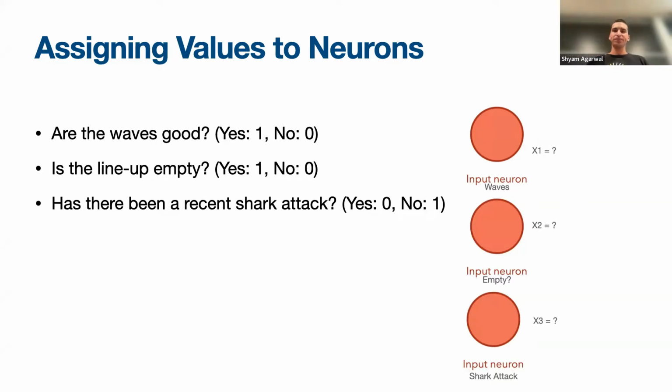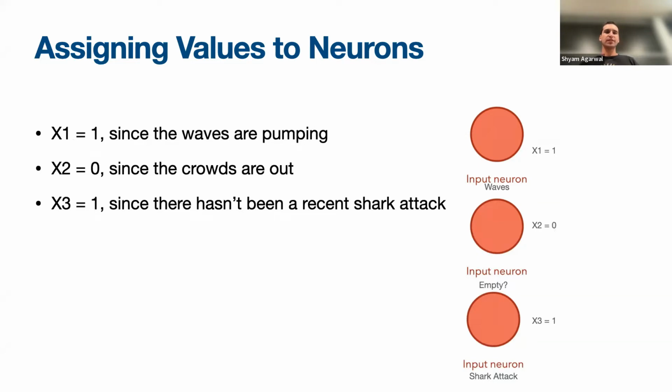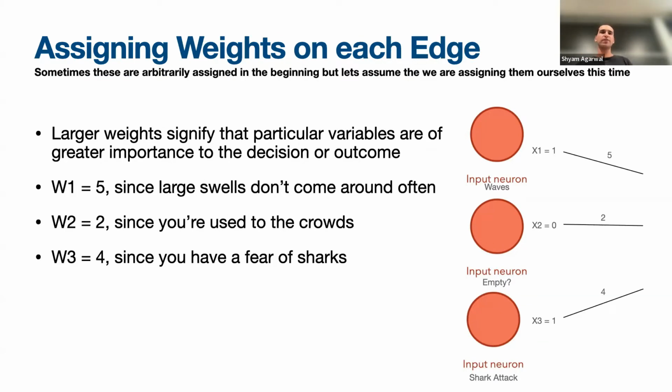So let's say in this case that the waves are really strong, so we're going to put 1 for our first neuron value. Let's say that there are no crowds, so we're going to put 0 for the second neuron value. And let's say that there has not been a recent shark attack, so we're going to apply 1 to our third neuron value. From there on, we're going to worry about assigning the weights of each edge to our neuron values.